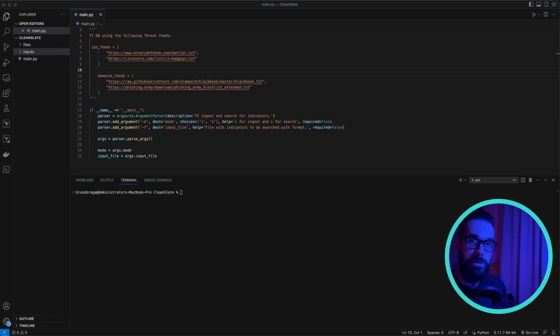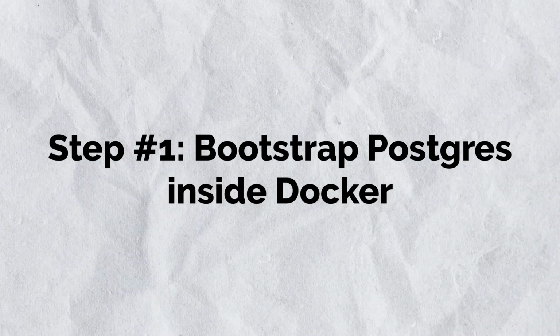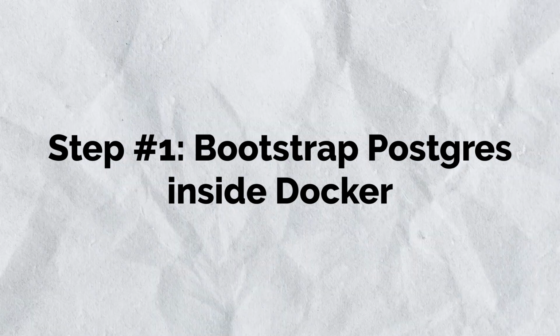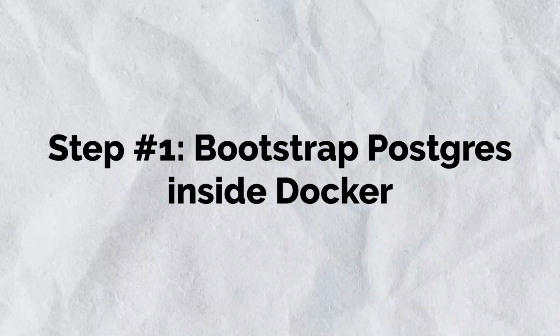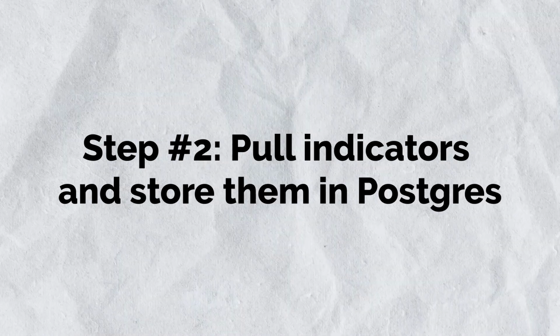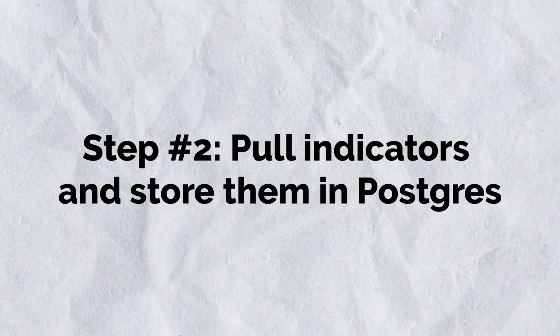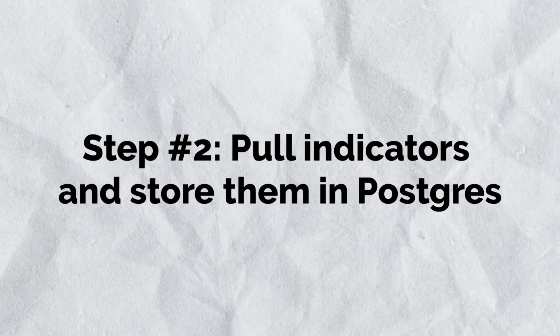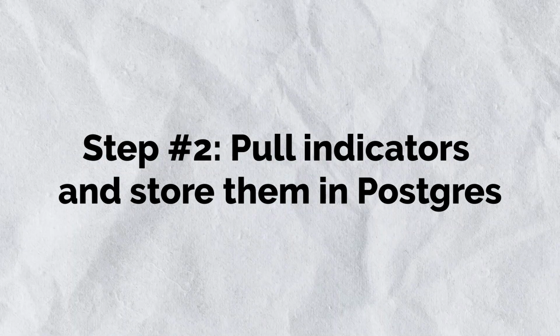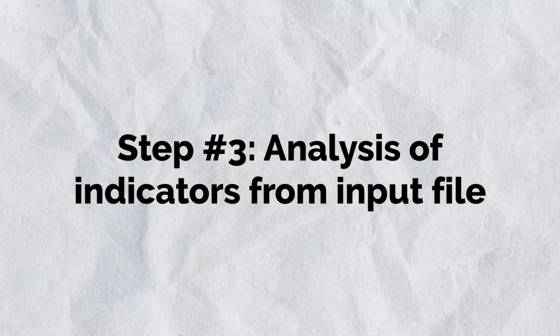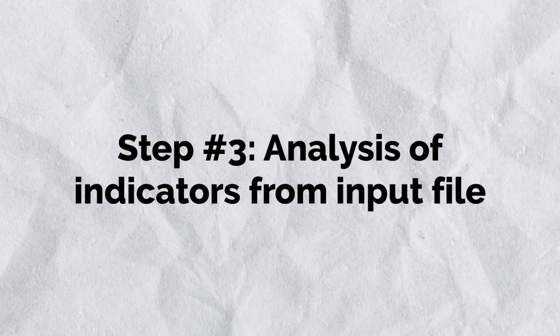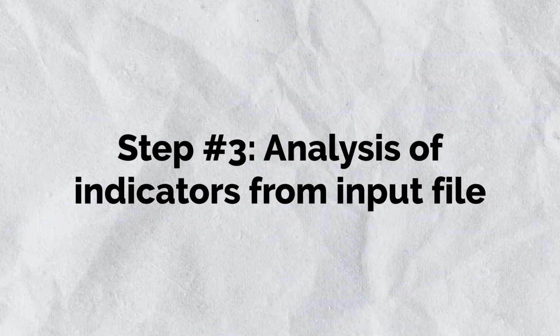We will work on this project following 3 steps. The first one is going to be bootstrapping Postgres locally using Docker and Docker Compose. The second part is going to be creating the code that is going to pull the indicators from the multiple feeds, aggregate them, and store them in the database. And finally, we are going to create the code that, based on a file that is passed as an input, queries the database and gives you a verdict.